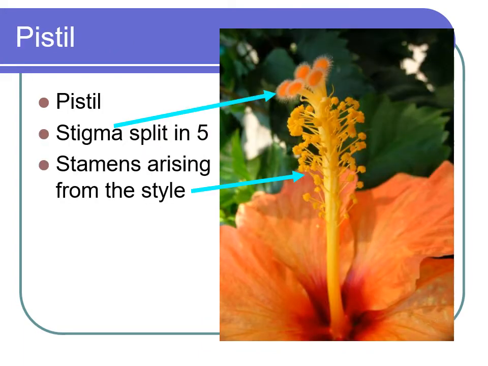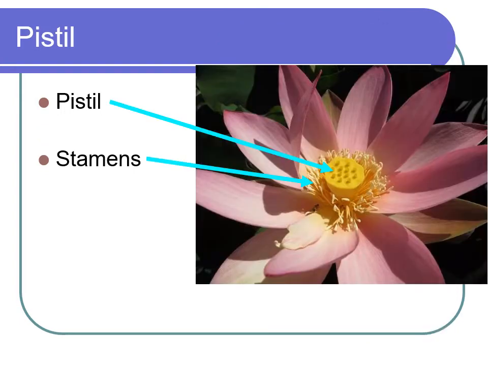Looking at a hibiscus, the stamens actually come off the style. So here we have the stigma at the top where the pollen is received, and then there's this style that goes down to the base where the ovary is. And as an adaptation here, the stamens actually are fused to the style. So lots and lots of variations in flowers. Looking at this lotus, there's the stamens surrounding the pistil. So beautiful flowers. Could look at these all day.